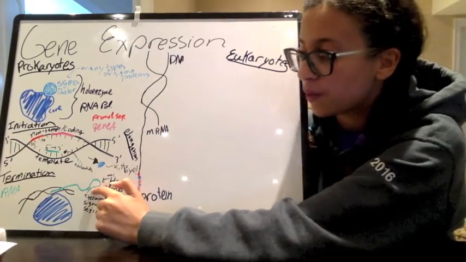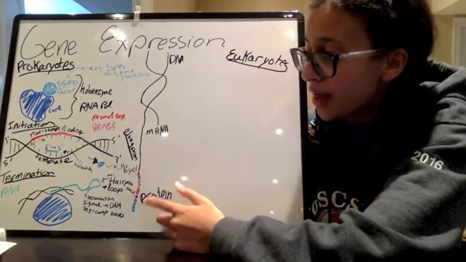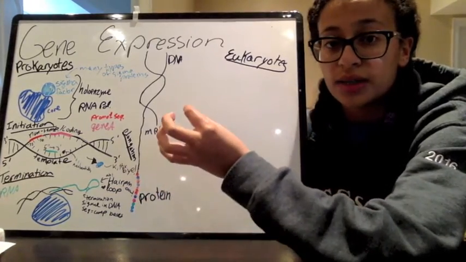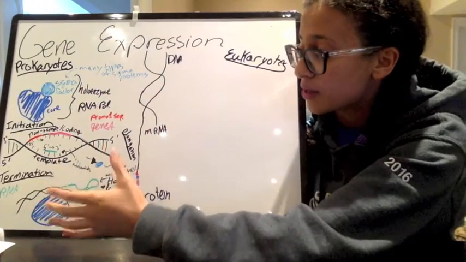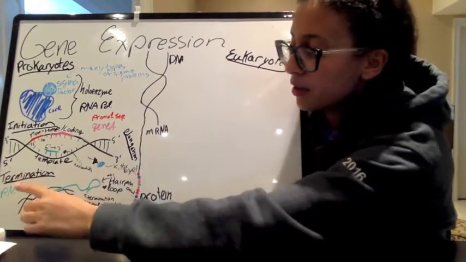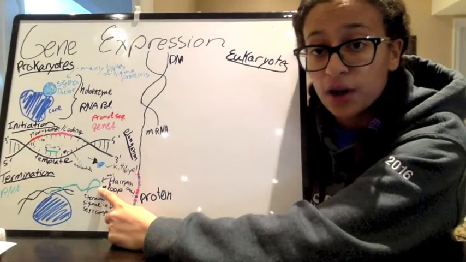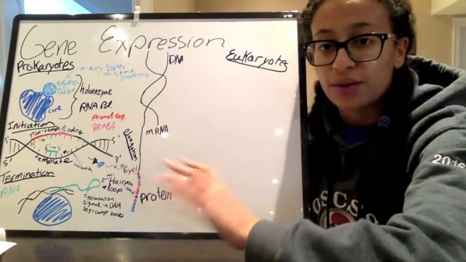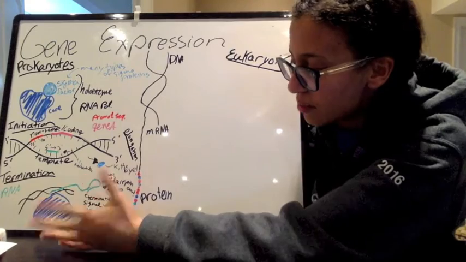But it's going to form this kind of hairpin loop structure over here, and that is going to cause this RNA polymerase to stop transcription. It's going to dissociate and leave the DNA by itself, and then the newly formed RNA can now be used later on for translation.